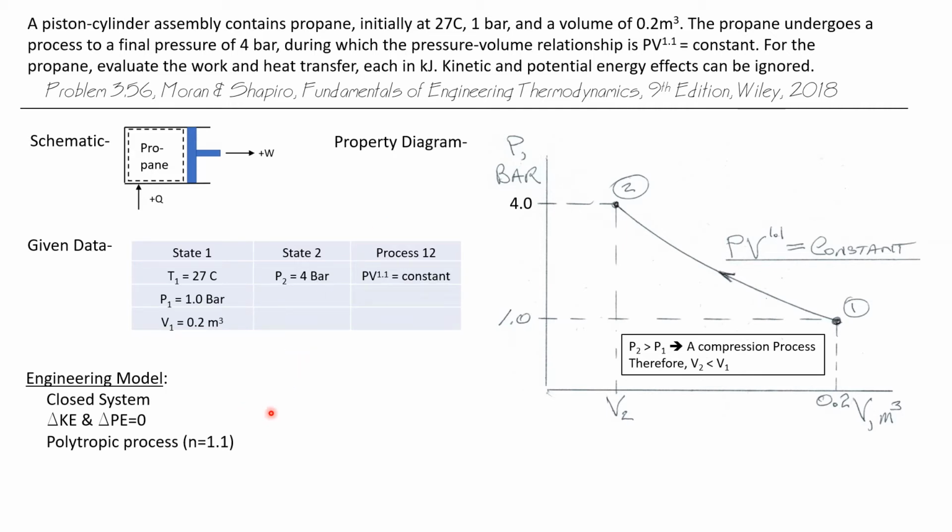We're going to model this as a closed system, of course, where kinetic and potential energy effects are negligible and assumed to be 0. And the process is a polytropic process with n equals 1.1. We need to find the work done by this process and the amount of energy transferred into the system during the process.